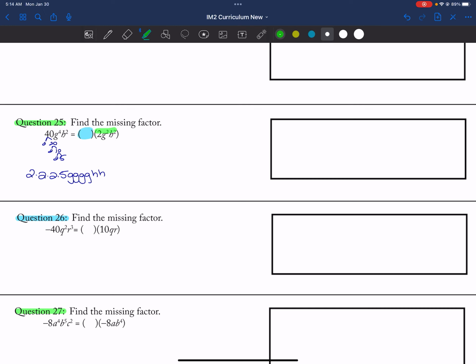I have a 2 and a G squared H squared. So then what I'm left with is everything in the middle, which is a 2 times 2 times 5. So that's 20G squared.